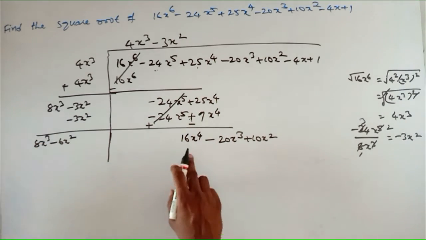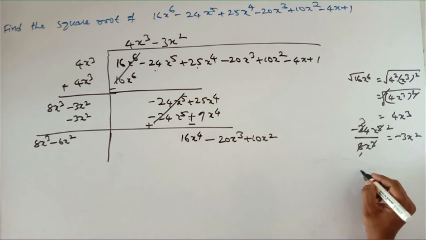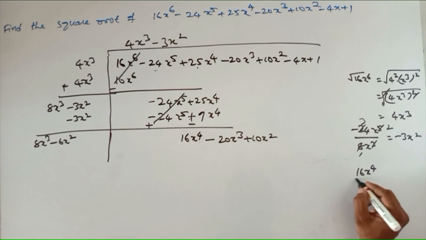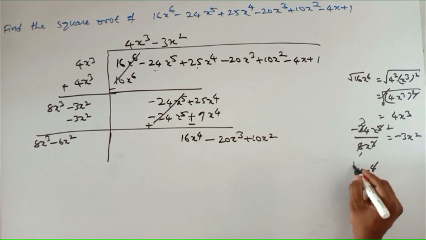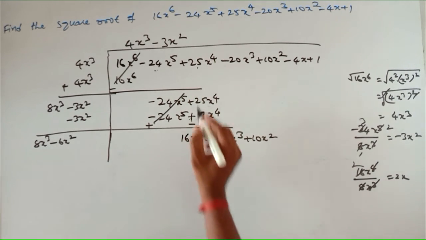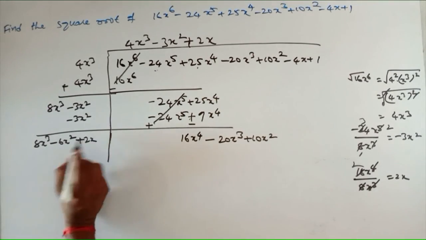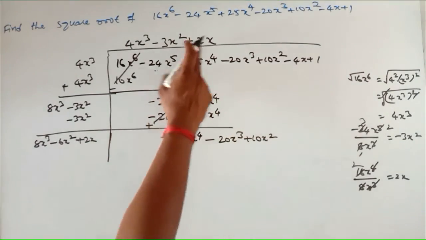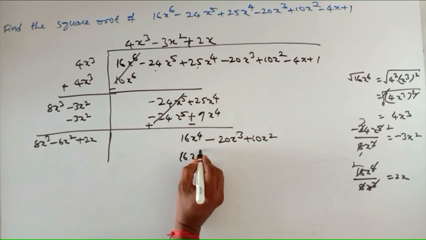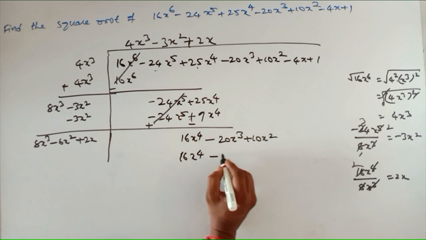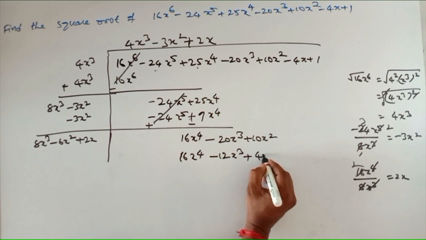Now again the first term of the new dividend should be divided by the first term of the new divisor. x cube, x gone, 8 2s are 16, that value is 2x. I am writing plus 2x and plus 2x. So this total should be multiplied by 2x. 2x into 8x cube is 16x to the power of 4. Plus into minus is minus. 2 6s are 12x cube, plus 4x square.